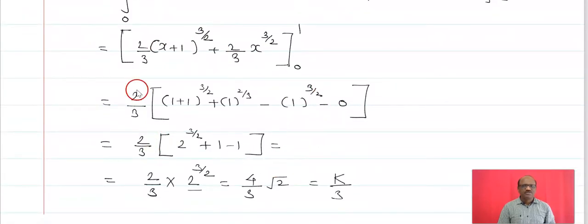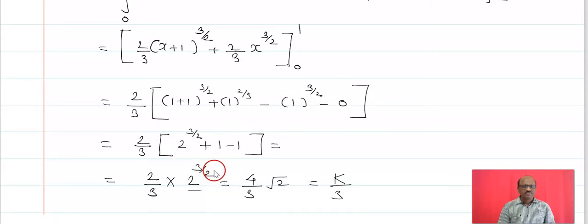And if you evaluate this, that is 2 by 3 in square bracket, that is 2 into 2 raised to 3 by 2. 2 raised to 3 by 2 means what? 2 into 2 raised to 1 upon 2, that is 2 root 2. What about here? Here plus 1 and minus 1 get cancelled, and then you will get 2 by 3 into 2 raised to 3 by 2.